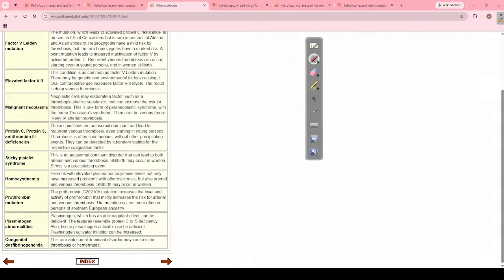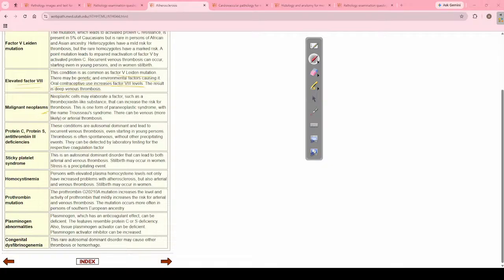We talk about elevated factor 8. So elevated factor 8 is another cause. It is common, like Leiden mutation also. Genetic and environmental factors will be causing it. It says that oral contraceptive use increases the factor 8 levels. It results in DVT formation. More risk for DVT formation.